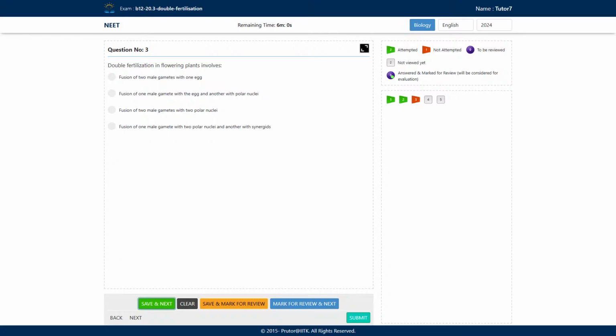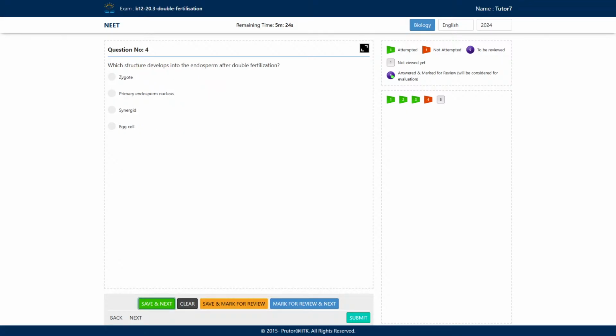Fusion of one male gamete with the egg, yes, this part is correct. And the other with the polar nuclei, this is also correct. So the second option is correct. But let us see the third and fourth also. Fusion of the two male gametes with the two polar nuclei is incorrect. Fusion of one male gamete with the two polar nuclei and another with the synergid: male nuclei never fuse with the synergid. So this is again incorrect. So option 2 is correct. We'll save it and move to our next question.